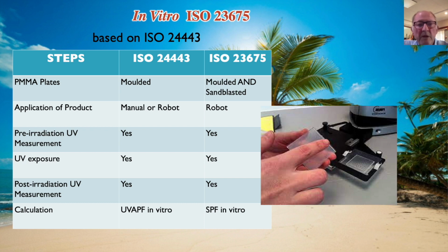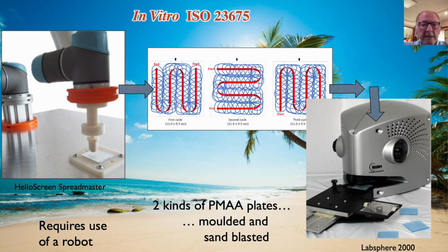And I can now show you how one of the new in vitro methods that's under development, which is ISO 23675, compares with the old method 24443 in relation to now estimating SPF rather than UVAPF in vitro. So that new method, we'll call it in vitro method number 1, is based on a method that's pretty tried and true for probably about 20 years now. So that's a new development, and it's on its way. We'll talk about that in a little while.